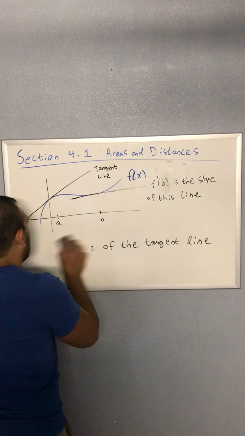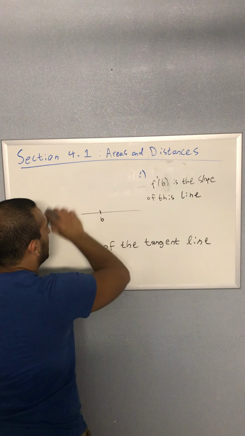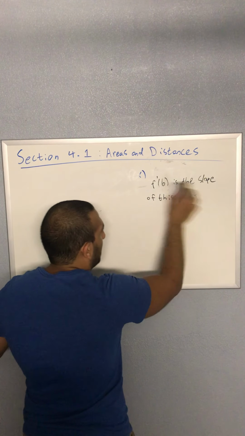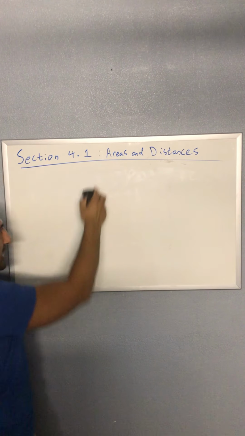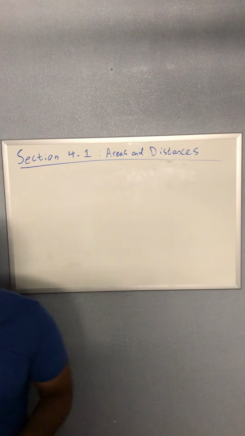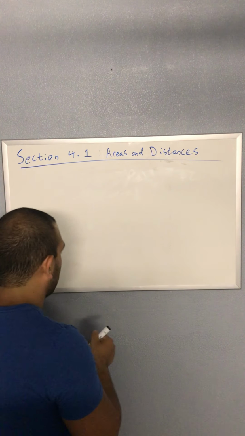Okay, so now you may be wondering, is there a geometric picture for the antiderivative? And the answer is yes. And it has to do with exactly areas. So this is the idea behind the antiderivative.